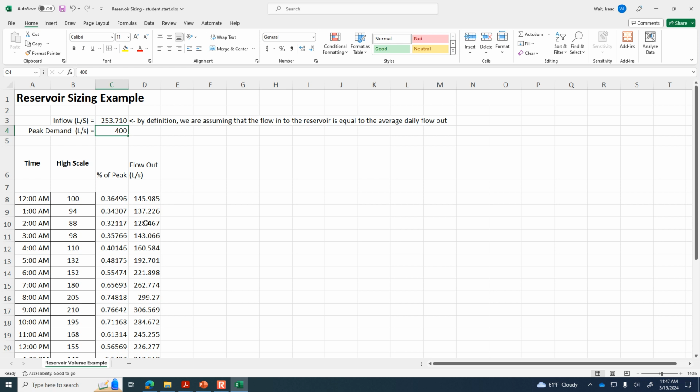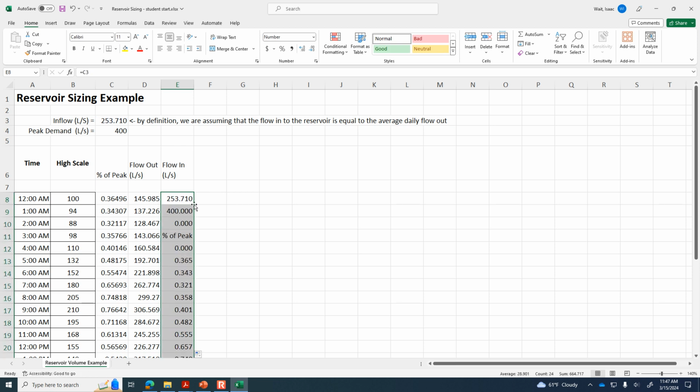But the hint that I gave you says reorder the data so that the first hour where the flow in is greater than the flow out. So we know the flow out on an hour-by-hour basis. What is the flow in on an hour-by-hour basis? Well, it's constant. It's just going to always be this 253.71. So it's always that. Oh, I should anchor the reference there.